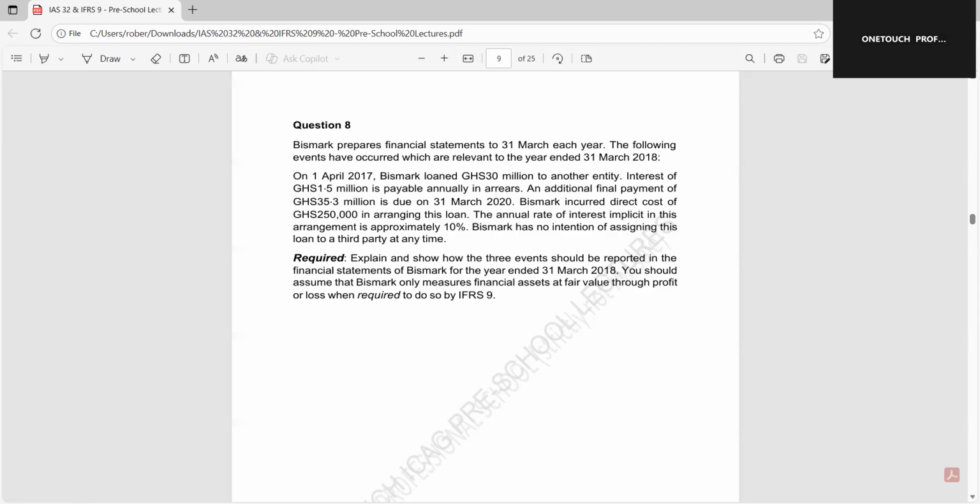I like questions with explain and show. Explain and show is different from explain, and different from show. There is an aspect of the question that you cannot put in figures, and that is what we say you should explain. The one that you can put in figures, they say show, so show the relevant extract.